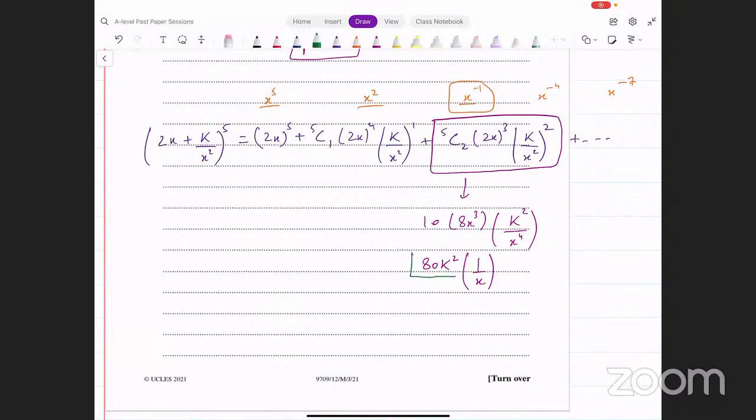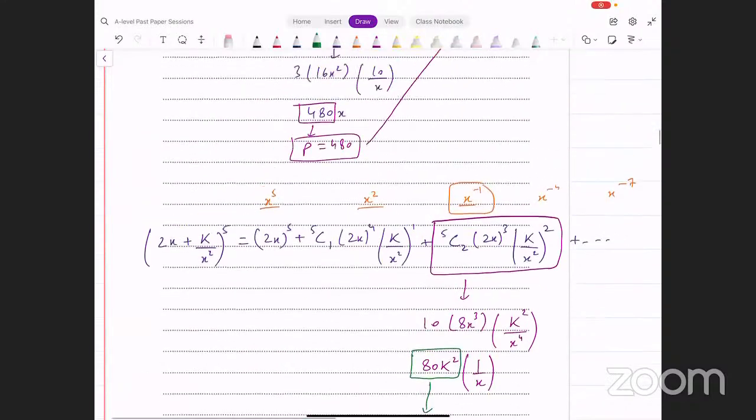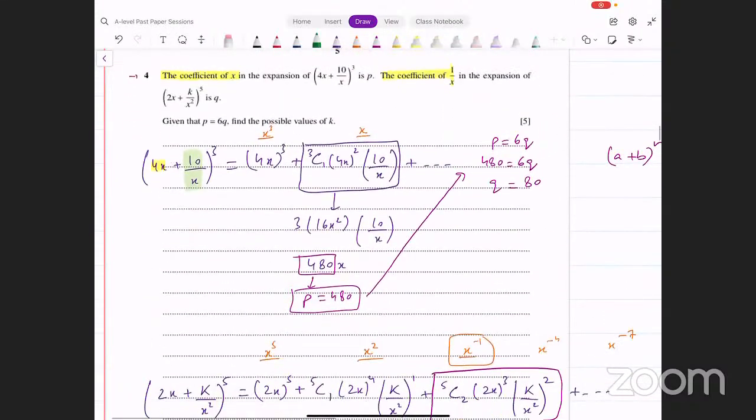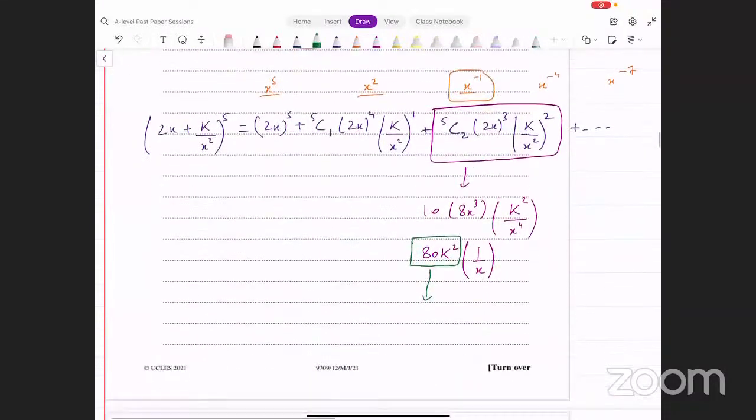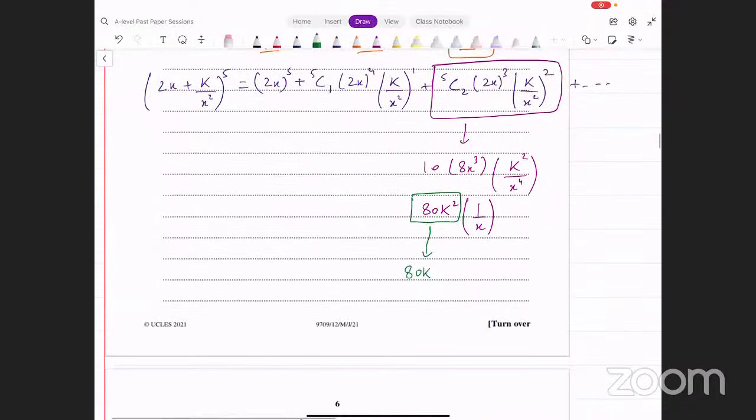1 over x. 80 k square आपका coefficient है 1 over x का। अब उसने क्या बताया हुआ है हमें? उसने बताया है the coefficient of 1 over x is supposed to be q. तो इसको आप क्या करेंगे? आप q से equate कर देंगे. So we say 80 k square equals q.